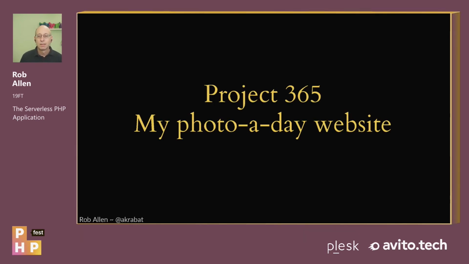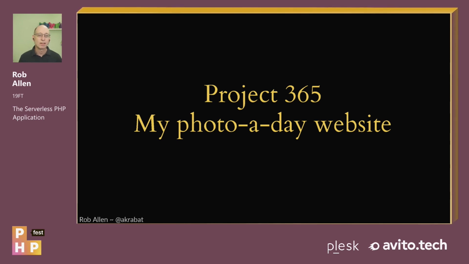So lastly, I'm going to quickly show you through a real project on AWS Lambda in PHP, which is Project 365, which is a photo a day website. I take lots of photos, I put them up on Flickr, and then I want them in a nice little website showing just the photos, one per day. And that's what this project does.